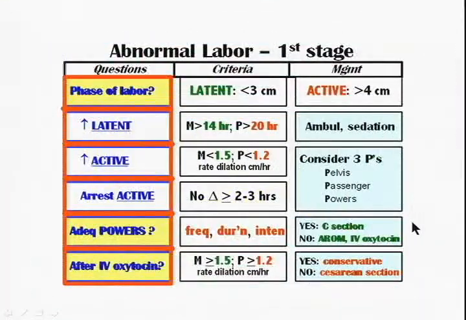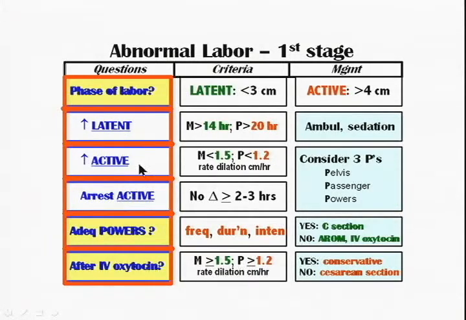All right, let's look at what we've just said. We want to identify first the phase of labor, and on the exam, the first thing you want to know if a patient is having contractions is what is her cervix. If her cervix is less than 3 centimeters, she is by definition in the latent phase. If she's 4 centimeters or more, she is by definition in the active phase. Prolongation of latent phase: multip taking more than 14 hours, primip more than 20 hours. The management is ambulation and sedation, not a cesarean.